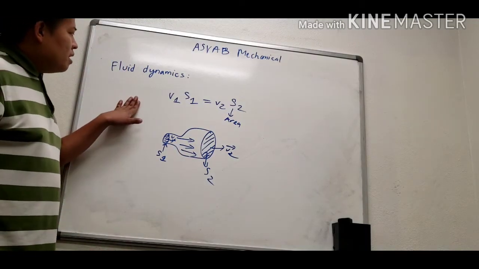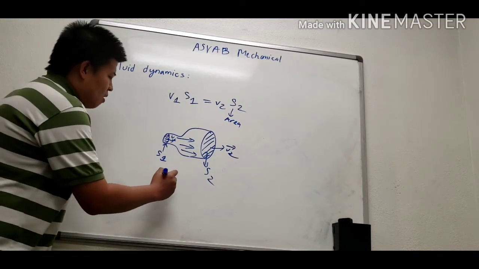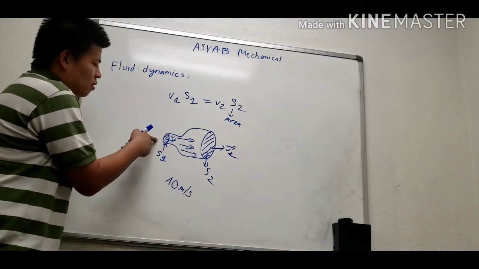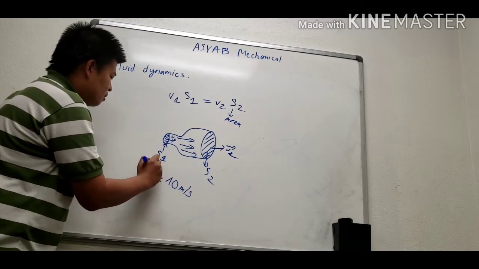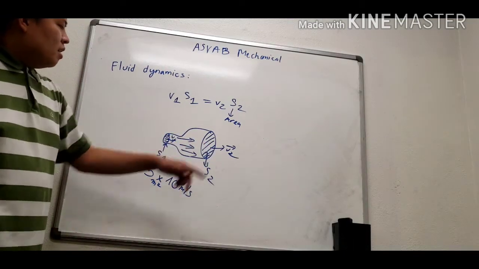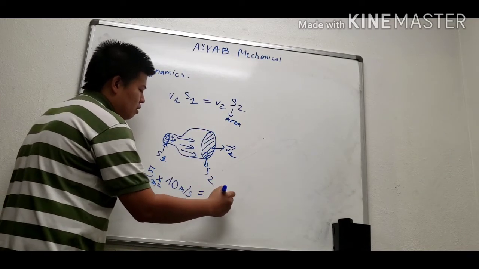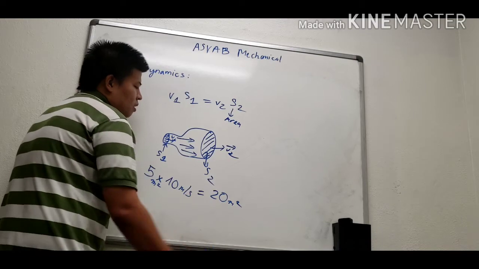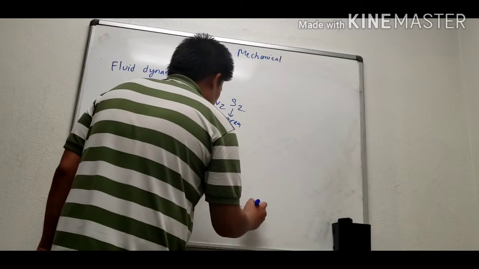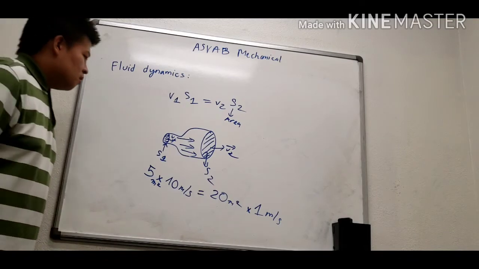And in this ASVAB, they just mentioned this formula. For example, if V1 is 10 meters per second, and the area S1 of the cross section of this one is 5 square meters, and then this location, for example, the area of this one is 20 square meters. So the velocity of V2 is 1. It means that, no.